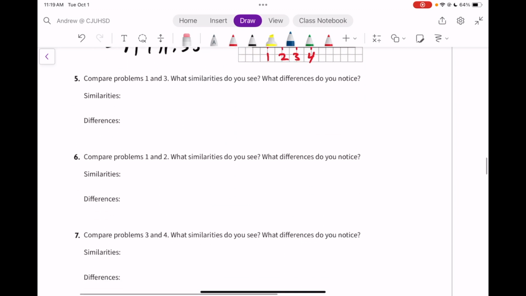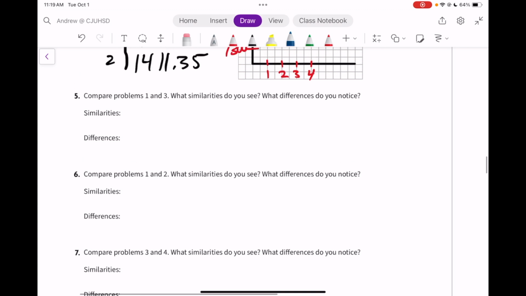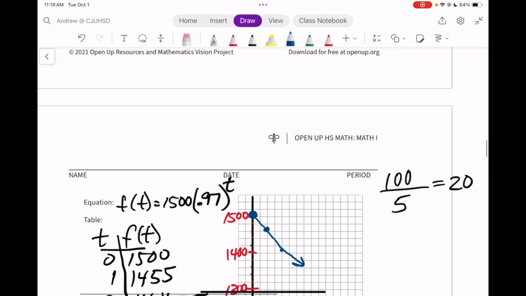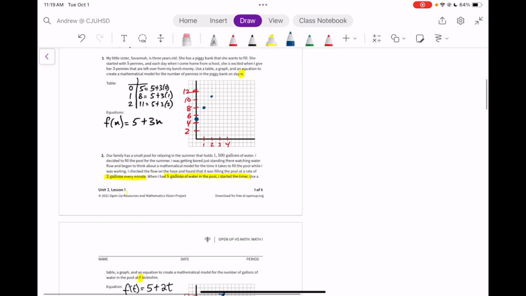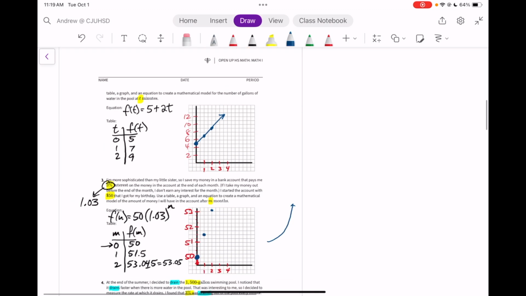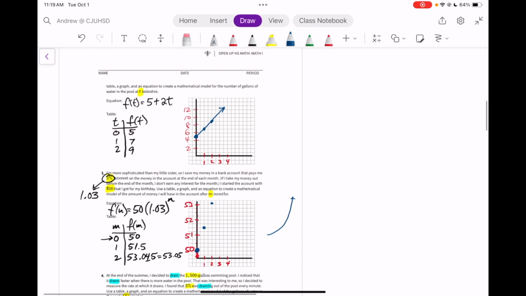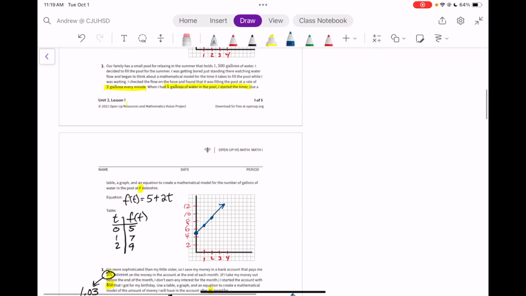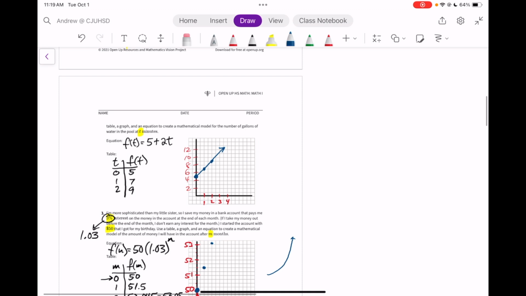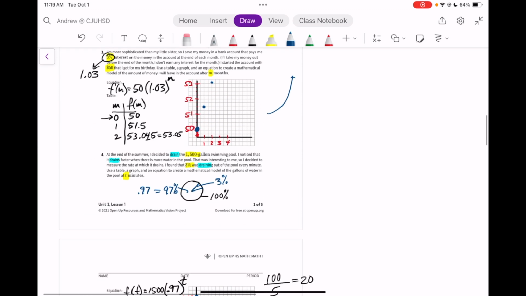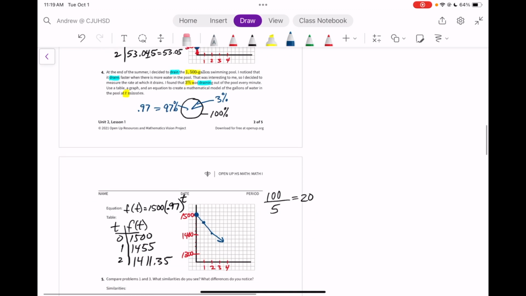So for problems 5, 6, and 7, we're just going to look here and I'll say it out loud. Problems number 1 and 3 have something in common. You are not connecting the dots together. Problems 2 and 4 have something in common. You are connecting the dots together.